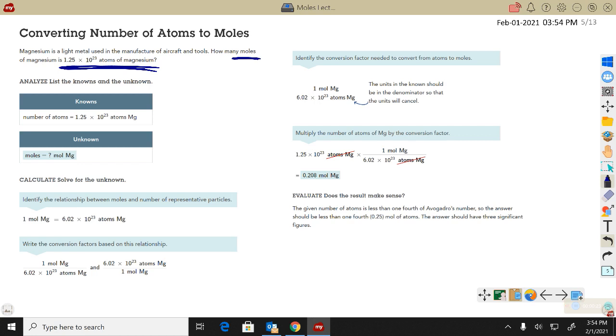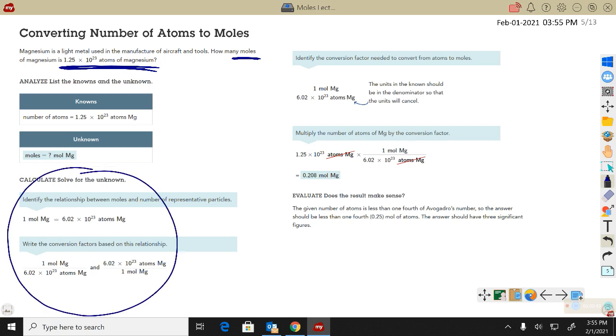Now, get familiar with some of the scientific notation. We're going to be dealing with these ginormous numbers of atoms. 1.25 times 10 to the 23rd atoms. It's crazy large. All right, so here's the major conversion factors that we need.